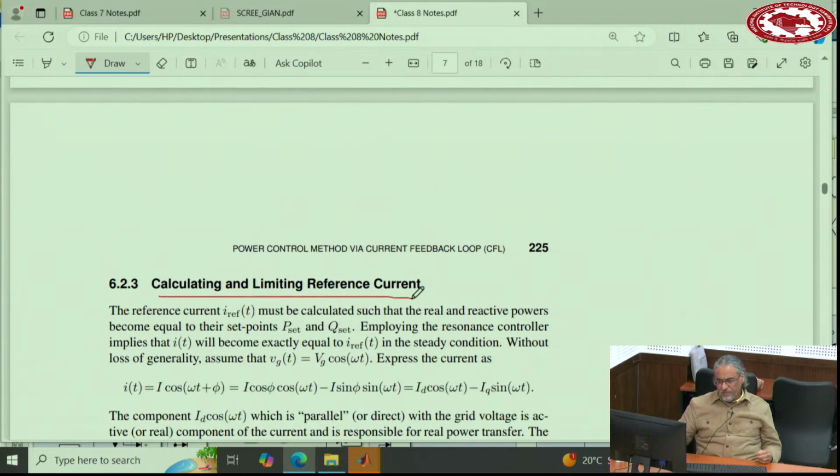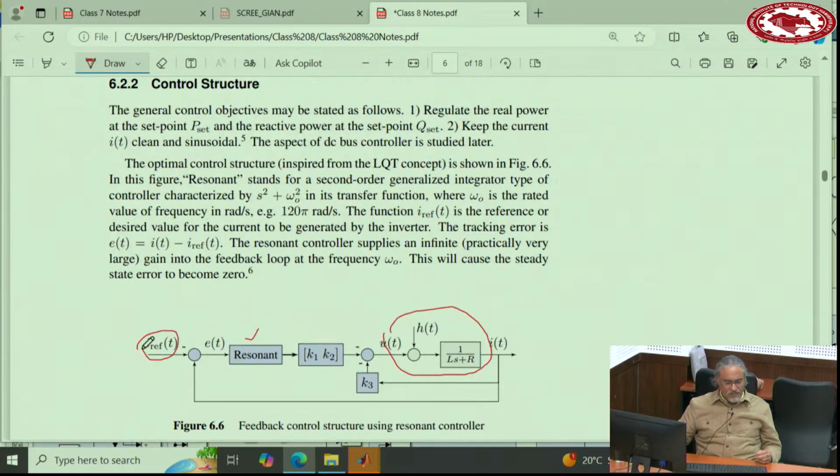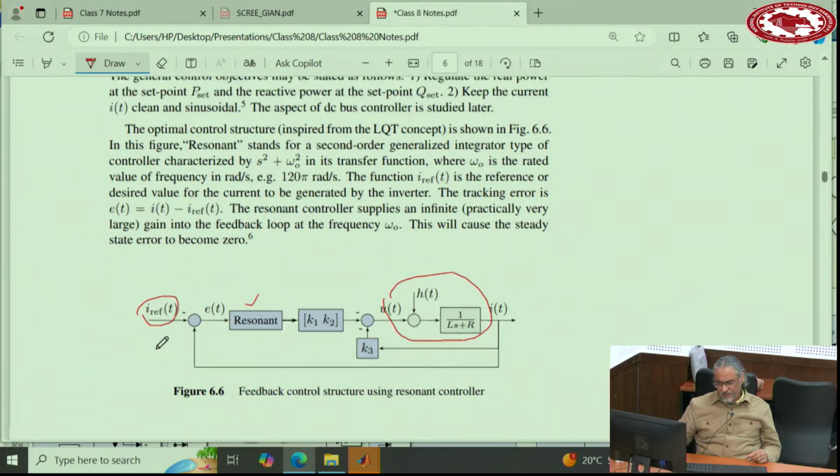Calculating and limiting reference current. So how do I calculate this one and how do I limit it? Let's see that aspect.